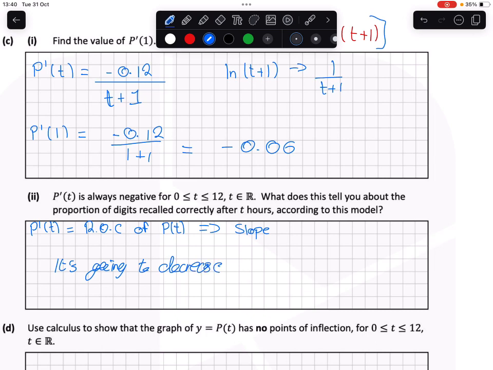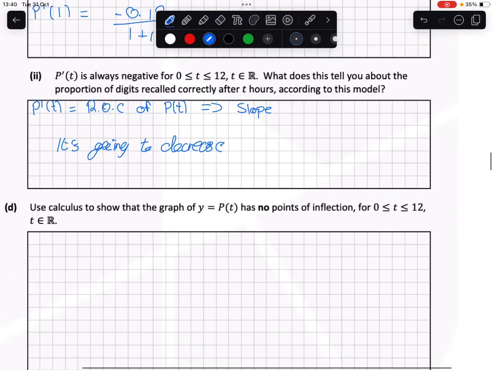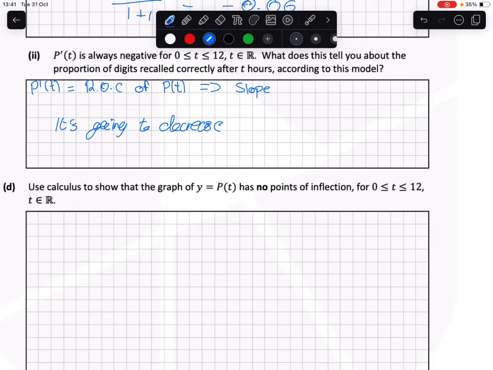I.e., the further we move along between 0 and 12, the fewer digits you're going to remember. So part D, use calculus to show that the graph y is equal to p(t) has no points of inflection. Points of inflection, we're going to have the derivative of the derivative, so p double prime of t, well, we had negative 0.12 all over t plus 1.